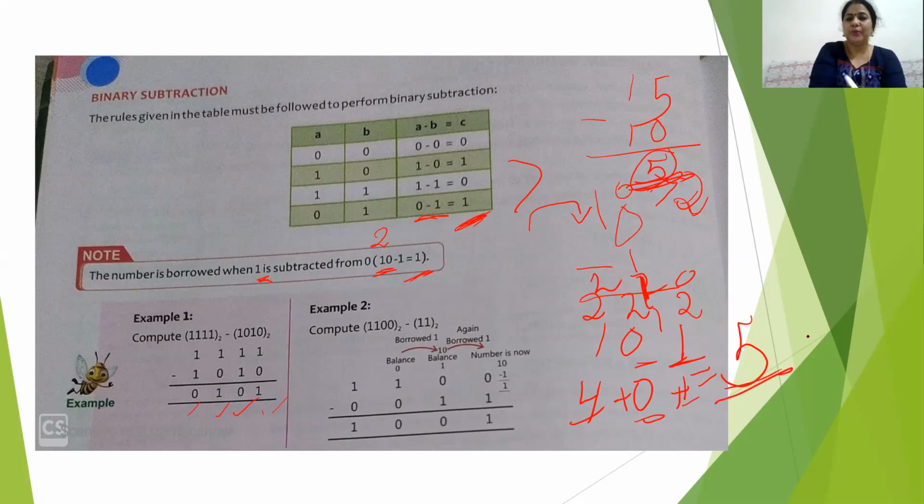Now the next number when we are subtracting, I will explain in a separate way. There is a certain thing I have to tell you first. You just look here.